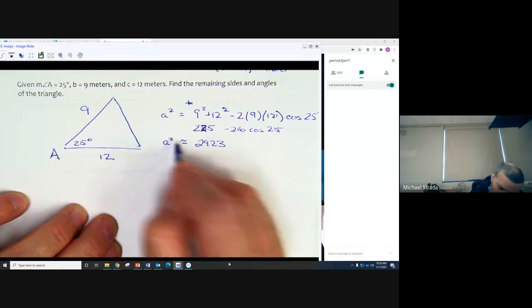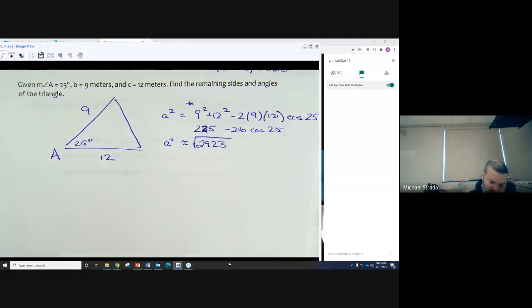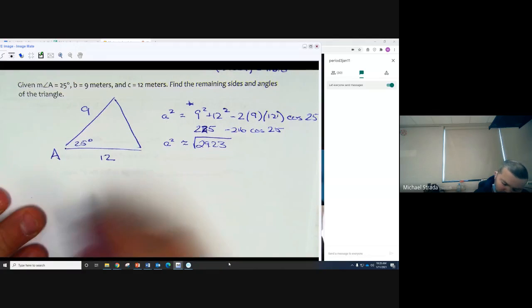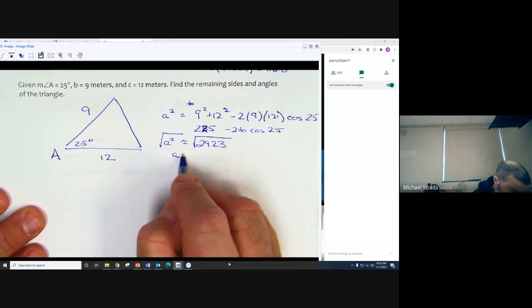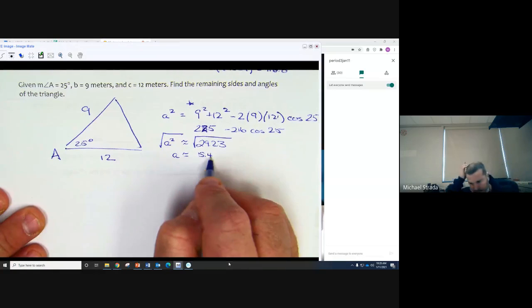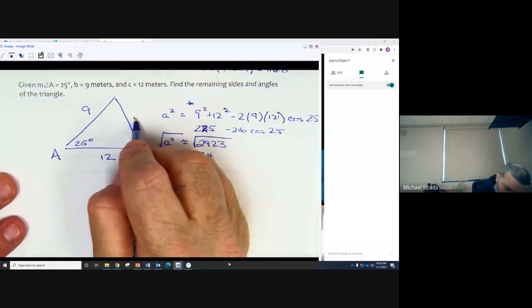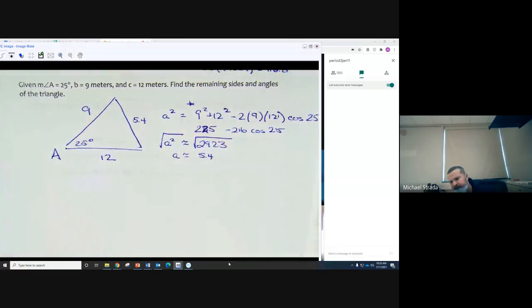Please, oh please, remember your last step when dealing with squared, much like the Pythagorean theorem, is a square root. You got to do a square root. So a is approximately 5.4. So that's the remaining side, 5.4.